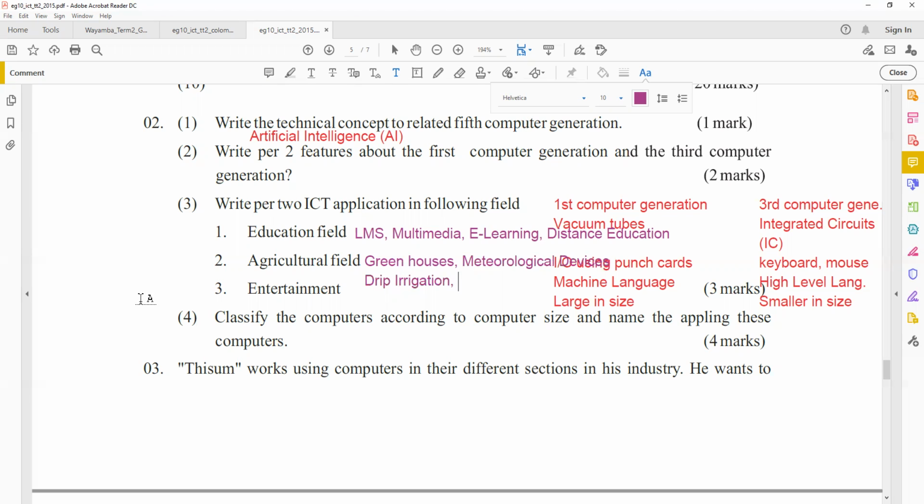You can use robot technology. Yes, especially with plantation also, like when we want to work with the weeds, weed removing machines, robotic based ones are there. So good. Give me some entertainment answers, Achira. ICT applications in entertainment sector.